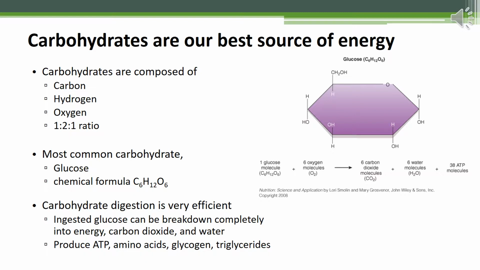And we can use this ingested glucose to produce ATP, and also amino acids, glycogen, and triglycerides. But as it's our primary energy source, we don't typically use it to produce amino acids, glycogen, and triglycerides.